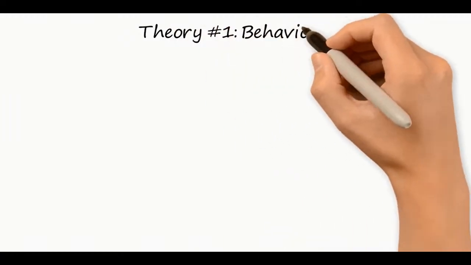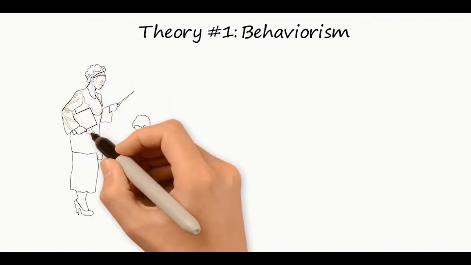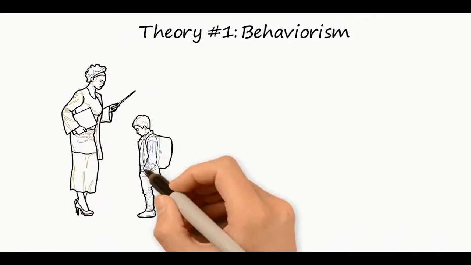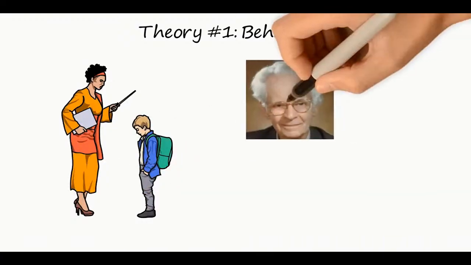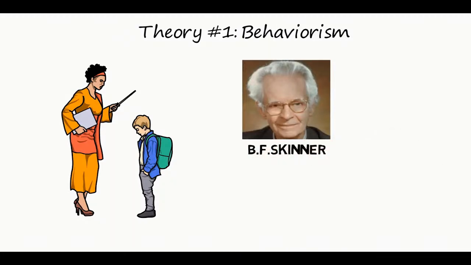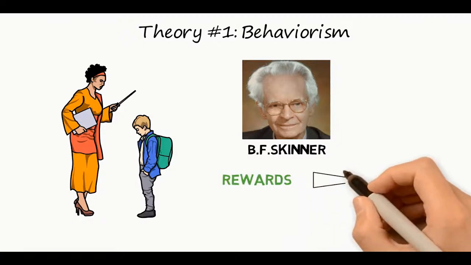Theory number 1, Behaviorism. Behaviorist learning theory, or Behaviorism, utilizes key ideas from the work of Behaviorist Frederick Skinner, an American psychologist, who theorized that learning occurs through a series of rewards or punishments. While Skinner believed that all learning could occur this way, the behaviorist theory is most commonly utilized in classrooms today as a tool for behavior management.